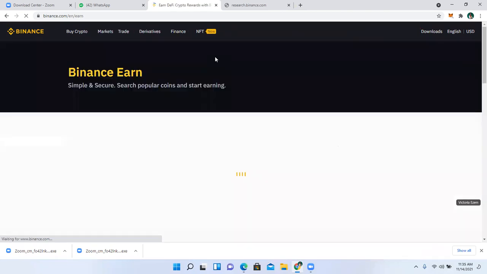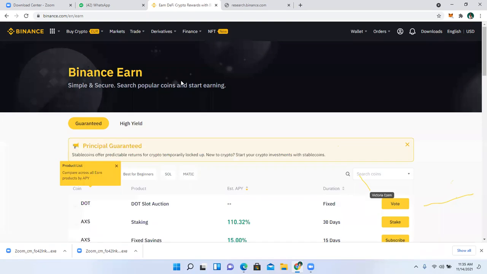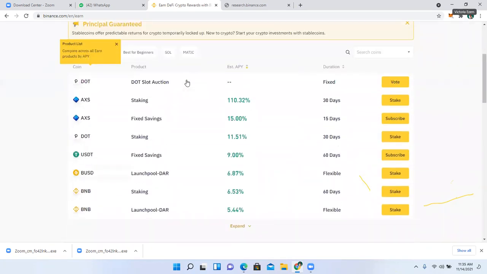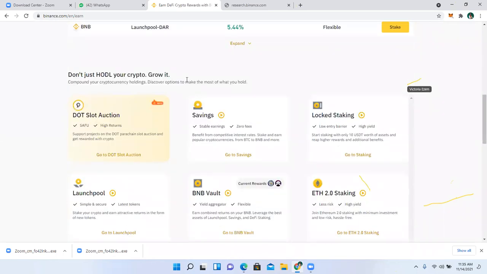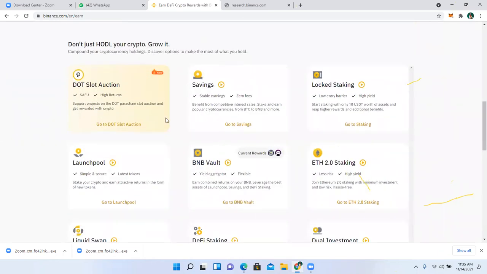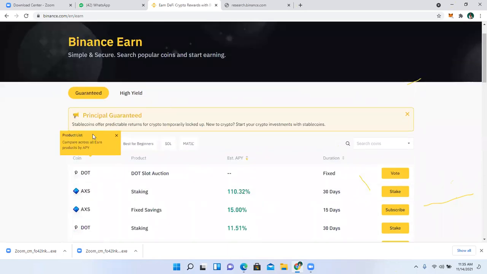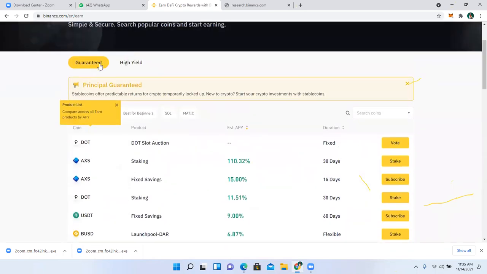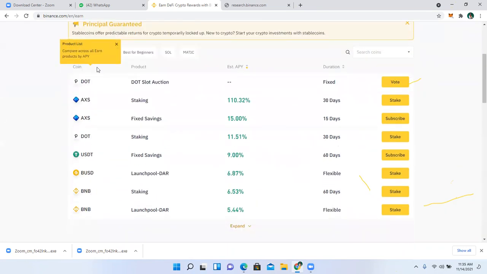So let's click on Binance Earn. There's a lot of stuff on Binance Earn that you can actually benefit from as a crypto person. One of them is Guaranteed. Guaranteed simply means that you can actually predict income, right? You can predict income on Guaranteed.